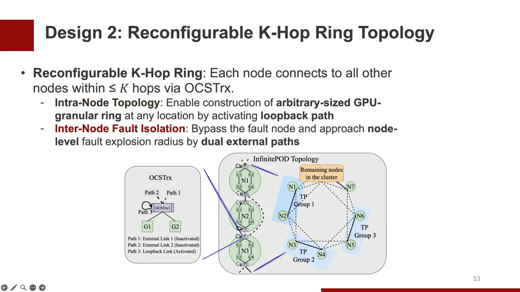Second, we also provide the inter-node fault isolation mechanism. This can dynamically activate two external paths to bypass the faulty nodes, and therefore achieve a node-level fault explosion radius. For example, when node 2 fails, N1's OCSTrx 2 and N3's OCSTrx 1 can activate the external paths to their nearest neighbors, forming a new ring and bypassing the failed node.